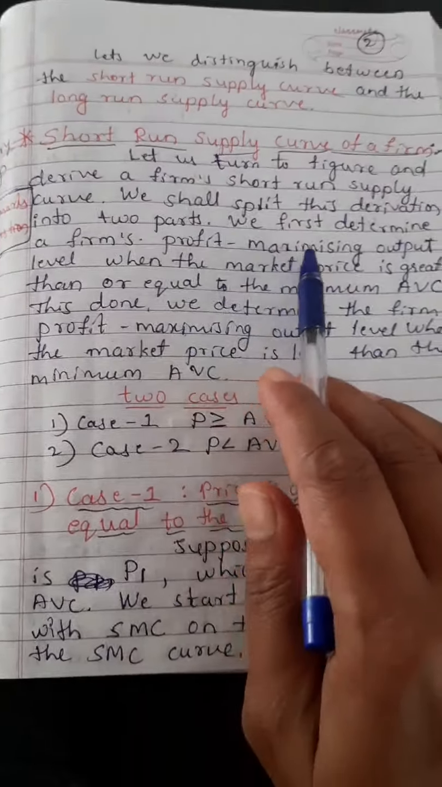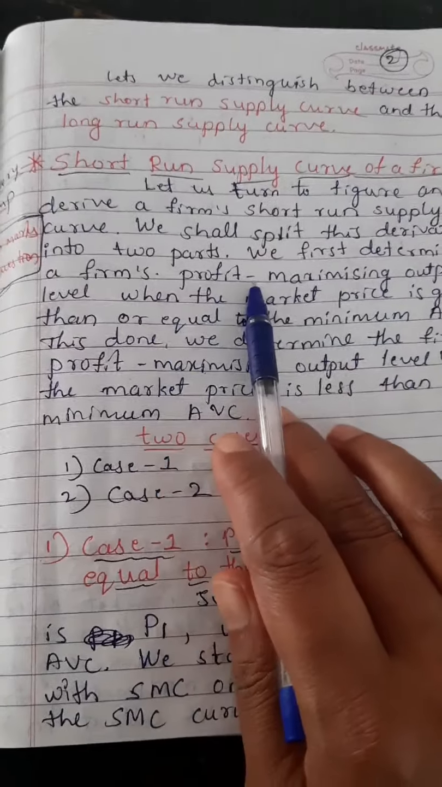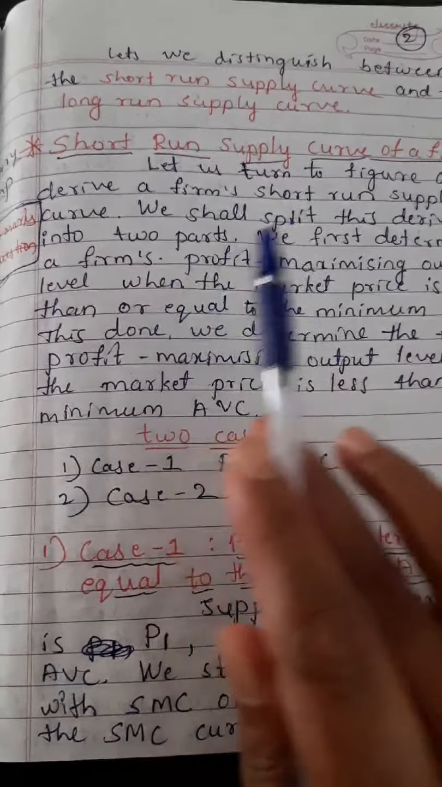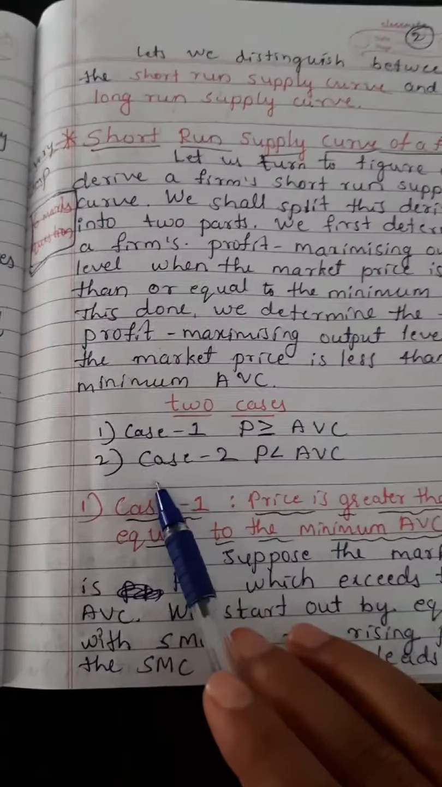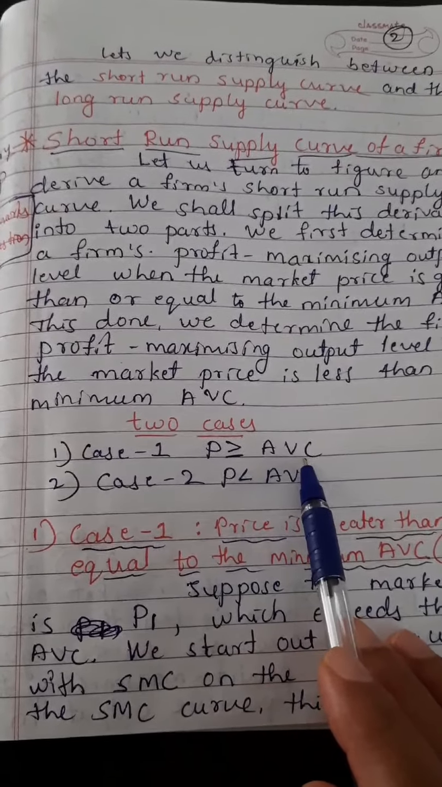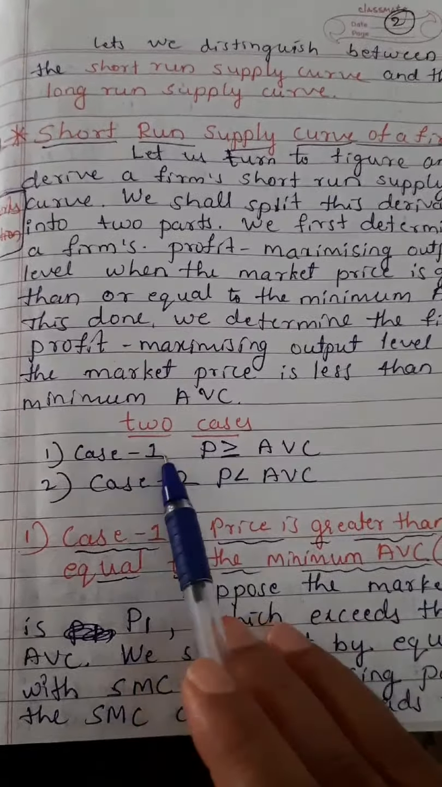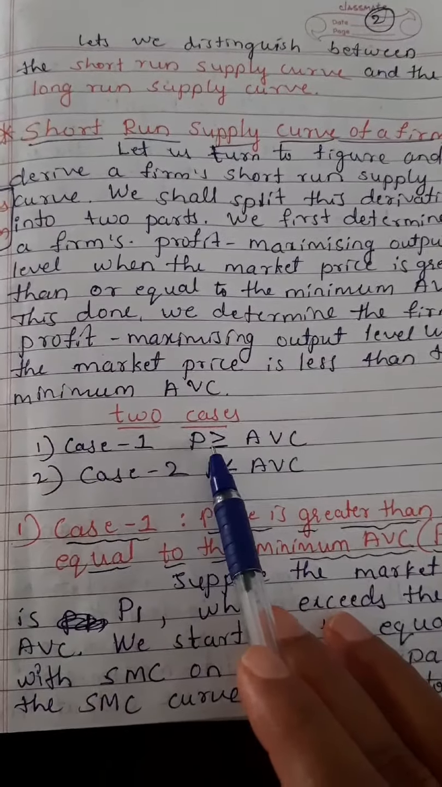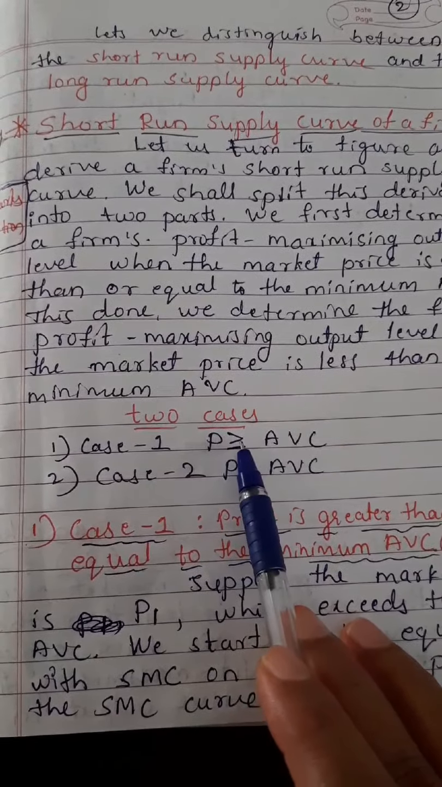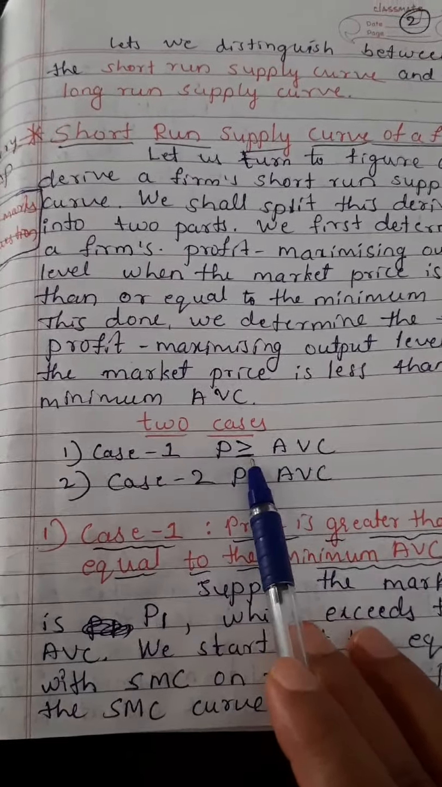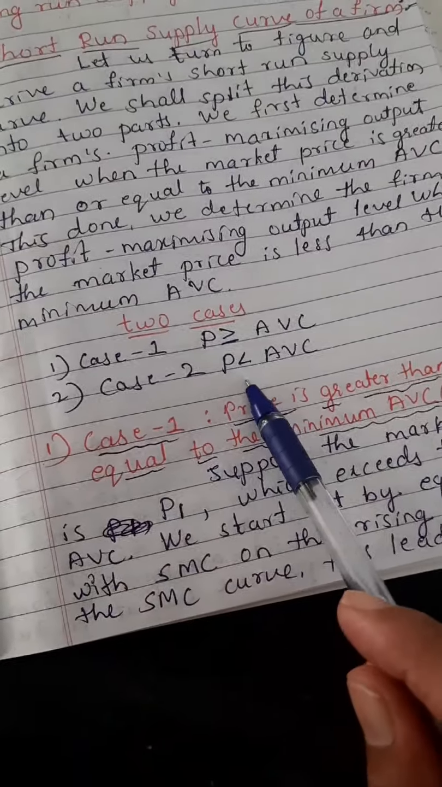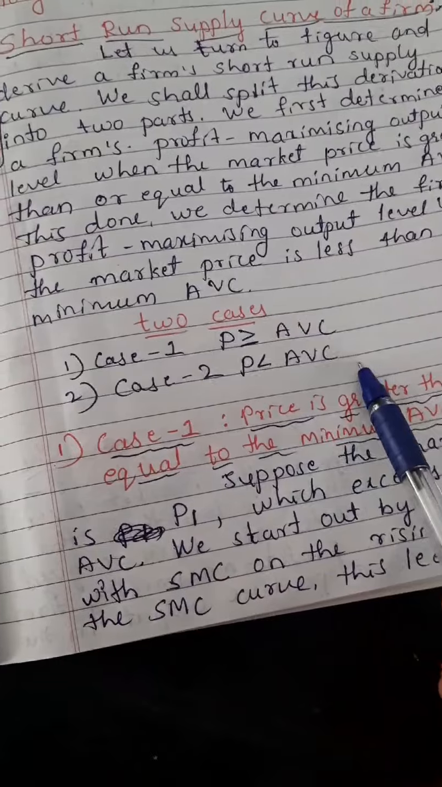Let us turn to the figure and derive a firm's short run supply curve. This can be divided into two parts: case number 1 and case number 2. Case number 1, P, price, is greater than or equal to minimum average variable cost. And case number 2, price is less than minimum average variable cost.